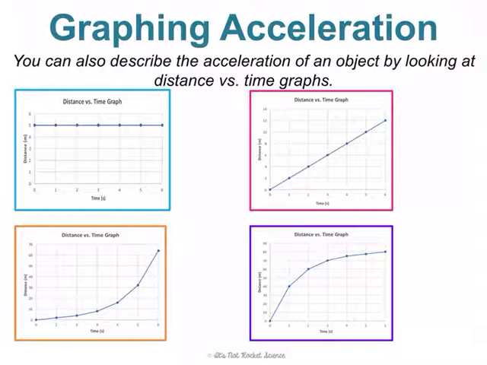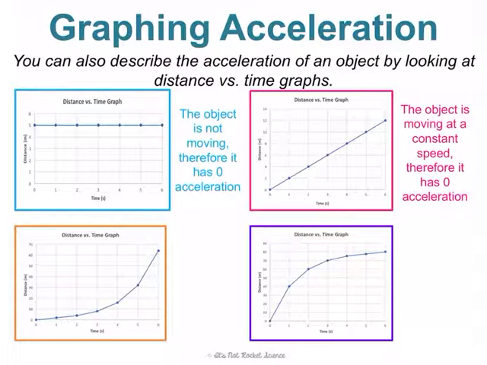All right, and so you can look at acceleration of objects on distance versus time graphs as well, right? So these are like the ones we looked at in class the other day. So for the first one, right, the object is not moving, right? Because in a distance versus time graph, that straight line anywhere means that it's not moving, it has a 0 acceleration.